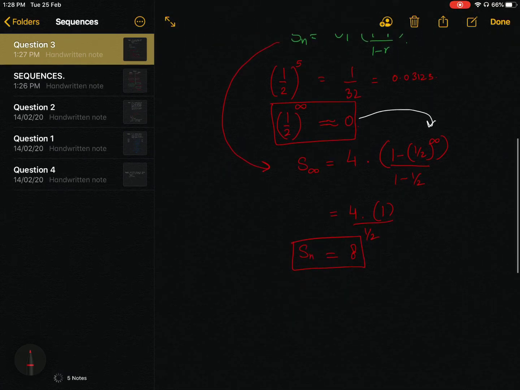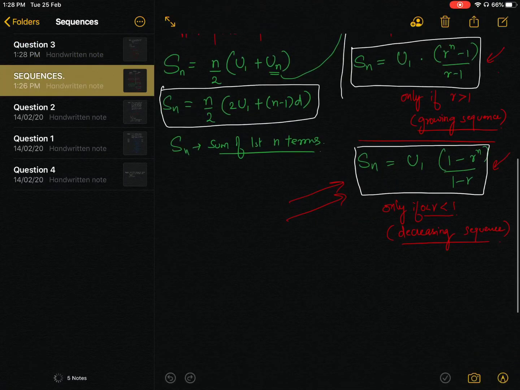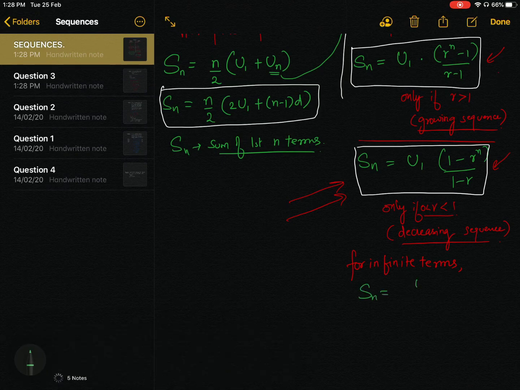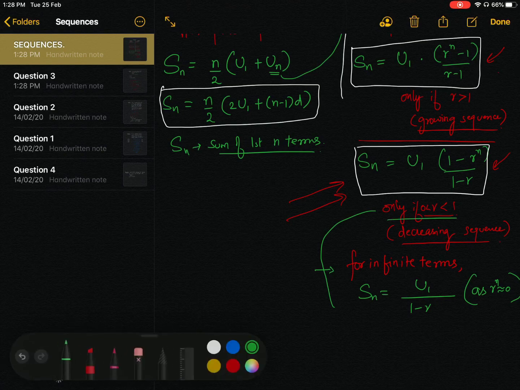Using this knowledge, we can deduce one more formula that I'll be writing here for you. For infinite terms, in this case, the sum formula can be written as sum of n terms equal to u1 divided by 1 minus r, because r to the power n becomes 0. This is only if this condition is met, when r is a fraction.